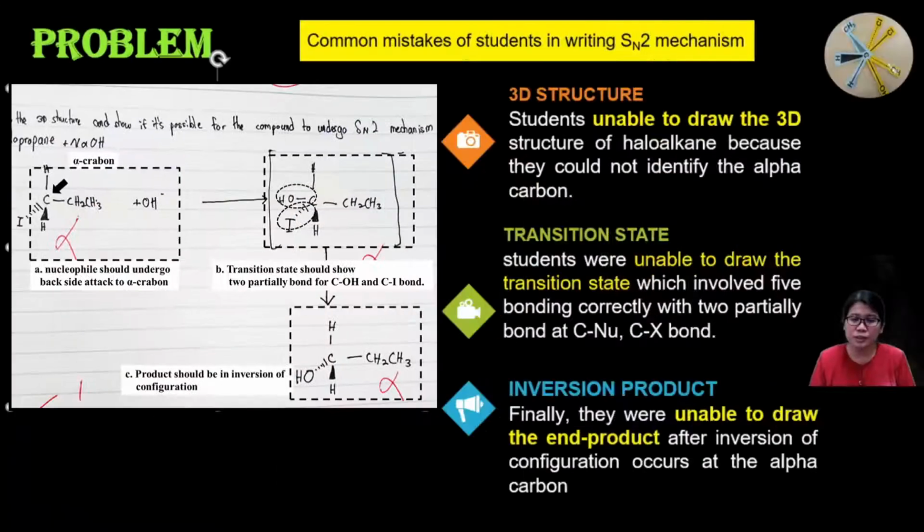For the SN2 reaction mechanism, based on years of teaching experience, we have identified a few common mistakes usually made by students when writing the mechanism. They include: 1. Unable to draw the 3D structure of haloalkane and identify the alpha carbon in the haloalkane. 2. Unable to draw the transition state. 3. Unable to draw the inversion configuration of the product form.